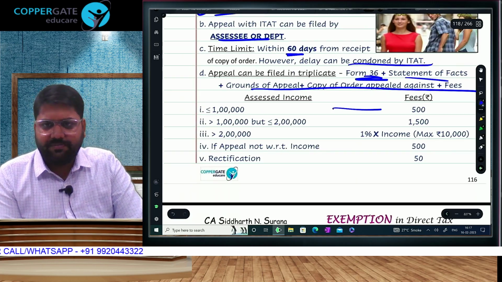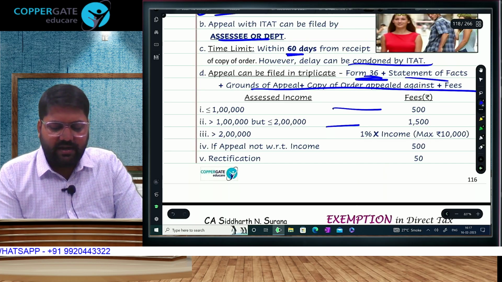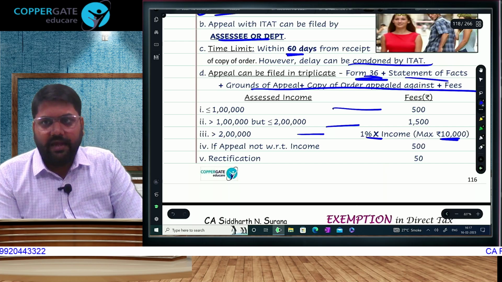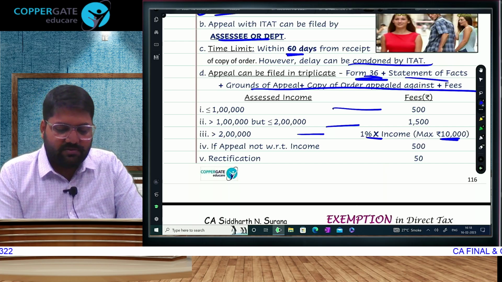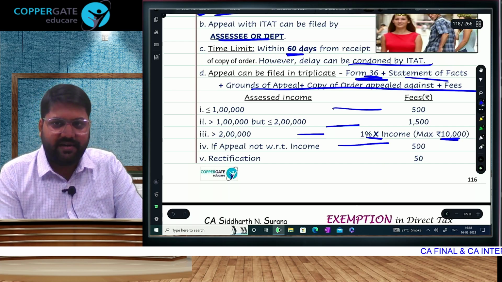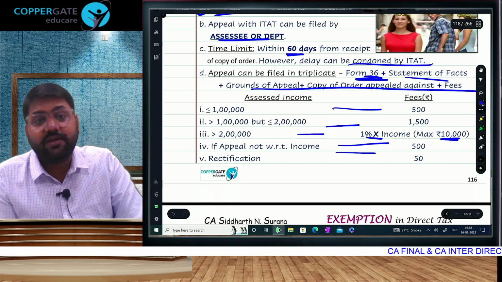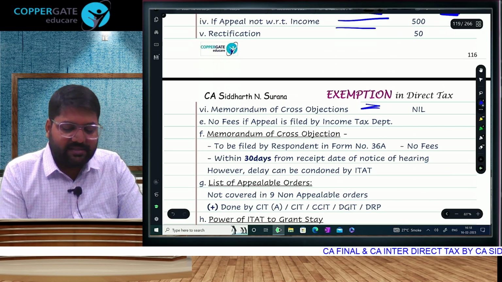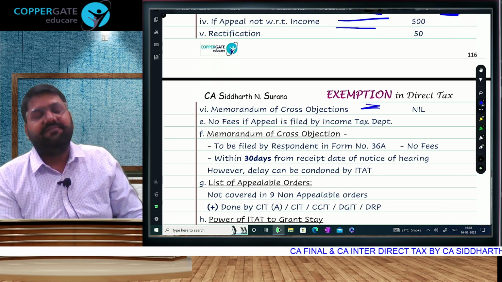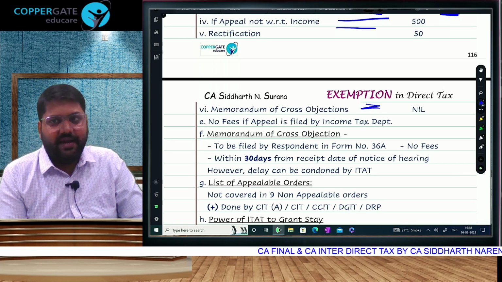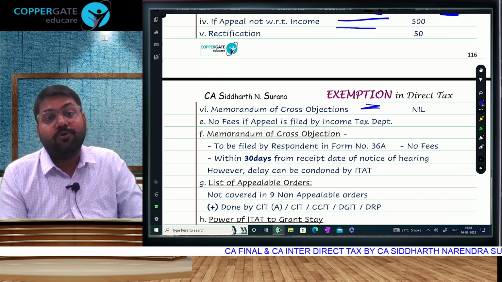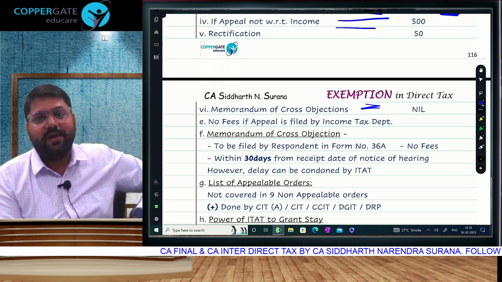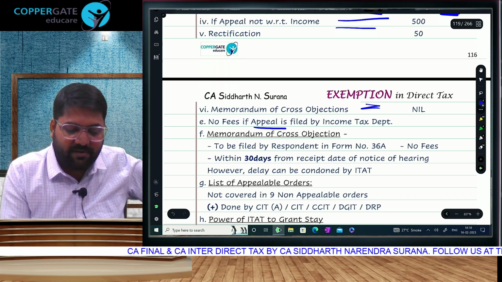If the assessed income is up to 1 lakh, then 500. Between 1 lakh and 2 lakh, then 1500. More than 2 lakh, then 1%, but not more than 10,000. 1%, but restricted to 10,000. Appeal not with respect to income, like an ultra vires act, 500. Then for rectification also, they want 50 rupees. Because if you file something called a memorandum of cross objection, which I will explain in the next point, that can be done free. But the biggest thing that will make you angry is, all the fees has to be paid by the assessee.